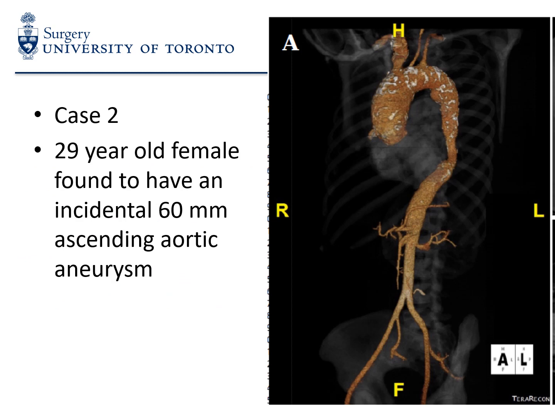And now for our second case. This is a 29-year-old female with an incidental finding of a 60 millimeter ascending aortic aneurysm. So that's her CT scan on the right, and there are a few findings that are very notable. One is she's 29 and she is riddled with calcium across her aorta. And then the second finding is you can see how abnormally narrow the left common carotid artery is. And you can see this narrowing again in the descending thoracic aorta.